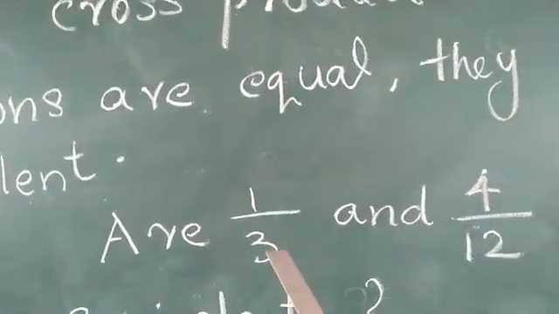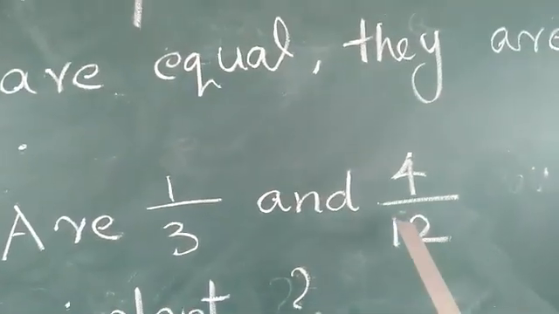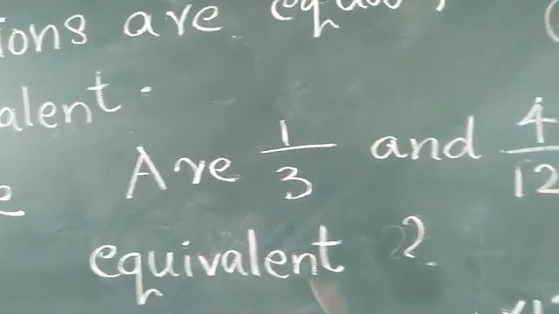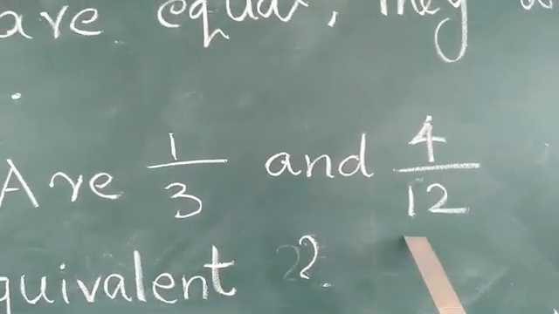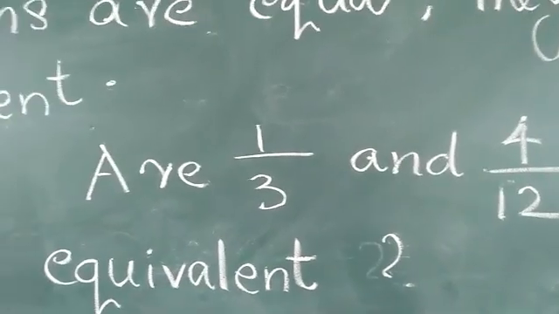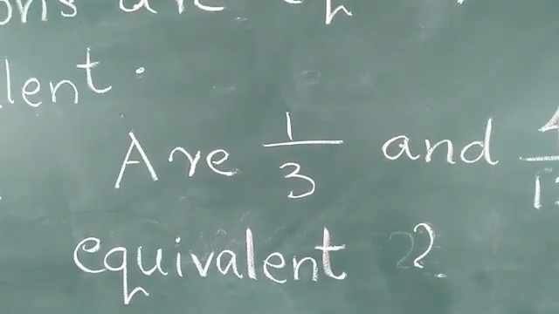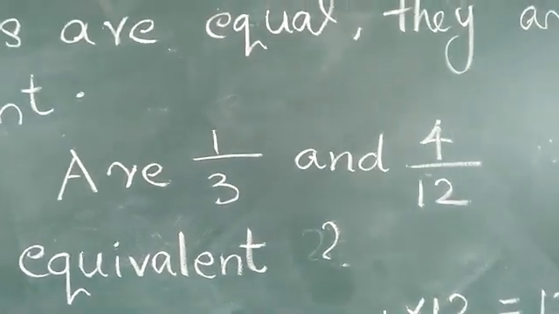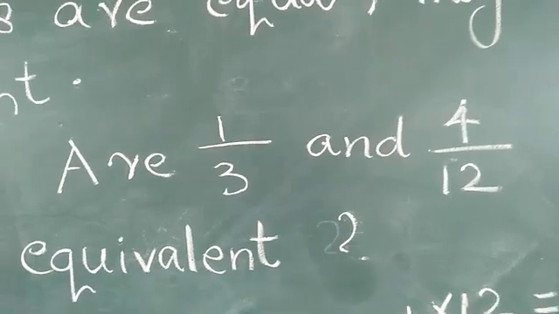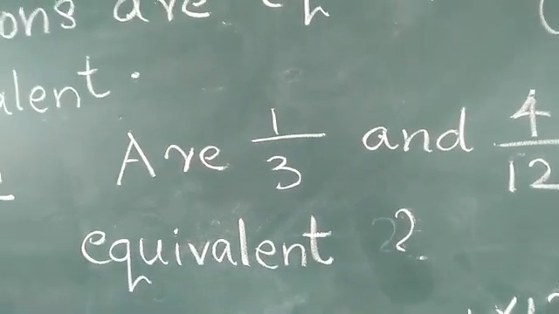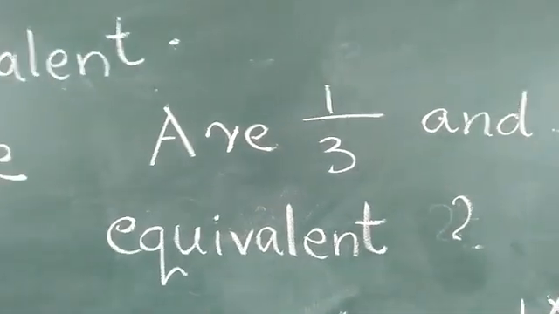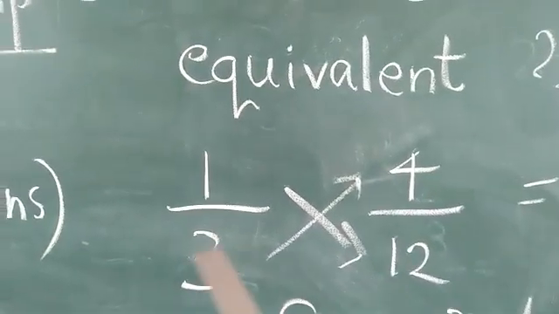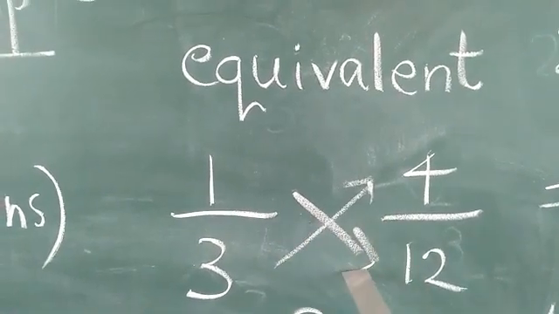Are 1 by 3 and 4 by 12 equivalent? That is the question. Are 1 by 3 and 4 by 12 equivalent or not? So, what is the method? We have to find their cross product. Cross product, did you ever hear? We can check here. We will write the cross product like this.